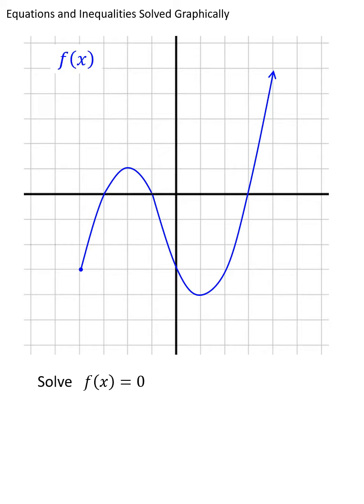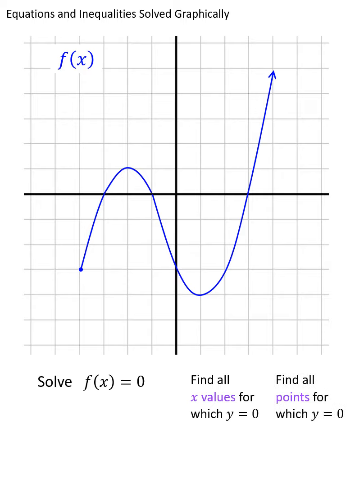Well, to solve an equation means to find an x value or multiple x values for which that equation is true. The way we can interpret the equation f of x equals 0 is that we need to find all x values for which the y-coordinate of the function equals 0. If I'm going to find all the x values that make this equation true, I'm going to find all the points that have a y-coordinate equal to 0.